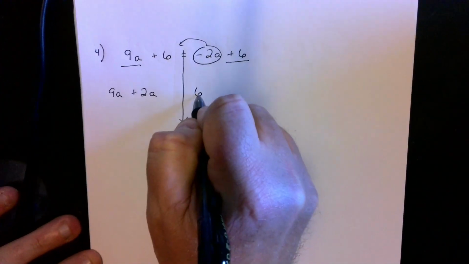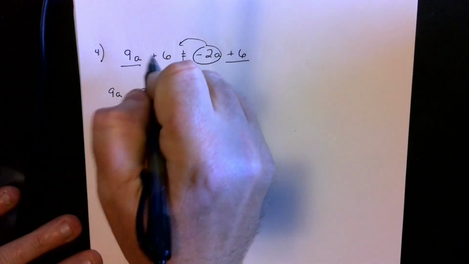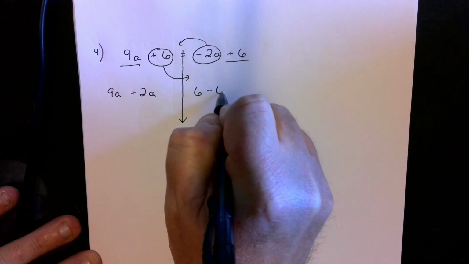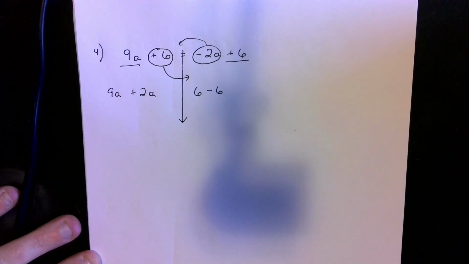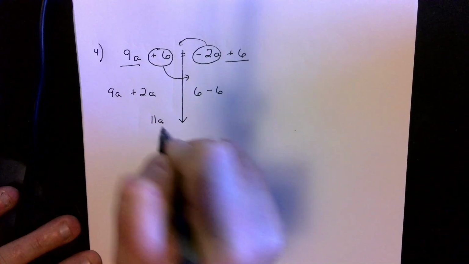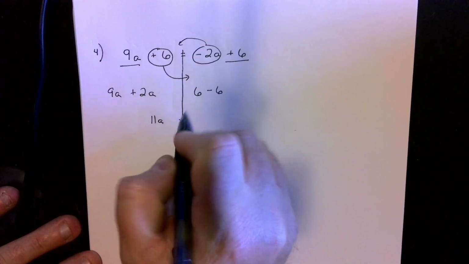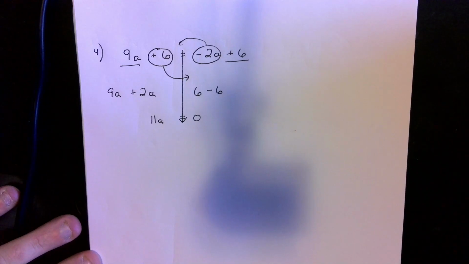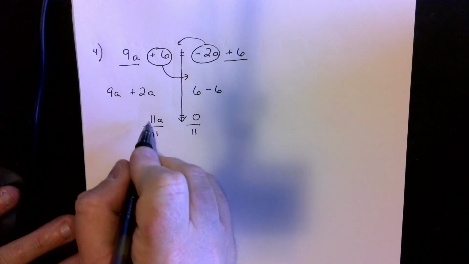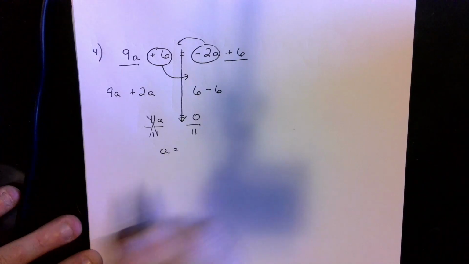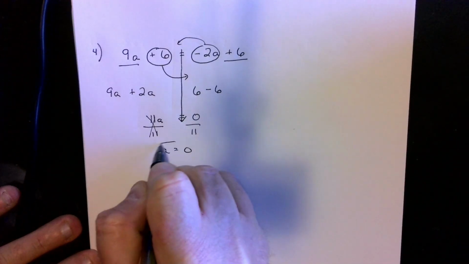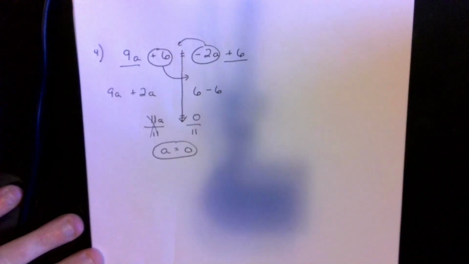Positive 6 will stay on this side. This positive 6 will come across to the right hand side and change to a negative 6. Group like terms: 9a plus 2a becomes 11a. 6 take away 6 is 0. Divide by 11. That allows these 11s to cancel out and a is left. And 0 divided by anything is always 0. So our answer is a equals 0.